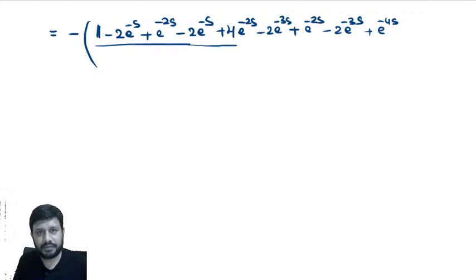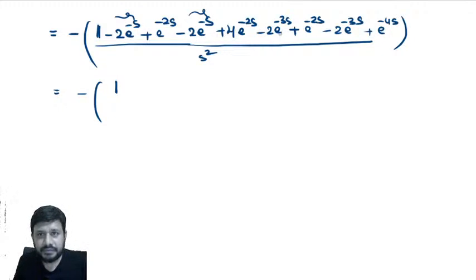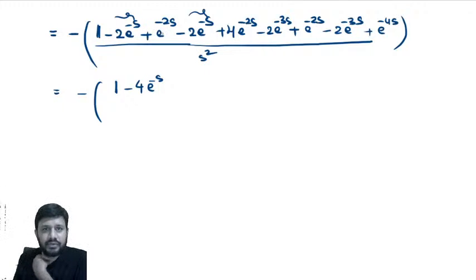By s square, so this is minus of 1 minus 2 e power minus s, minus 4 e power minus s, 1 minus 4 e power minus s, after this e power minus 2s, 4 e power minus 2s plus 6 e power minus 2s.